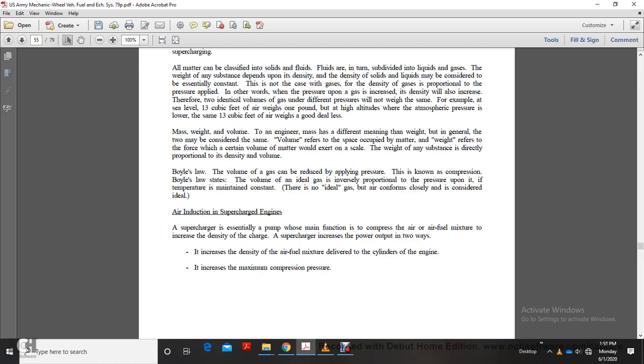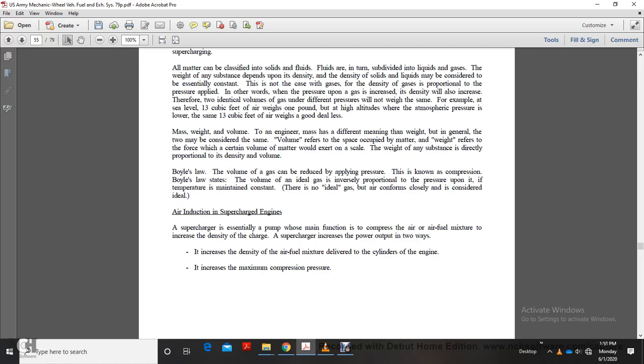Boyle's law: the volume of a gas can be reduced by applying pressure. This is known as compression. Boyle's law states the volume of an ideal gas is inversely proportional to the pressure upon it, if temperature is maintained constant. There is no ideal gas, but air conforms closely enough to be considered ideal.